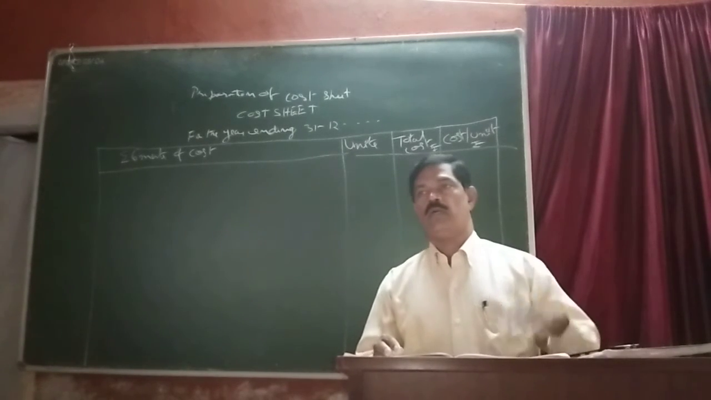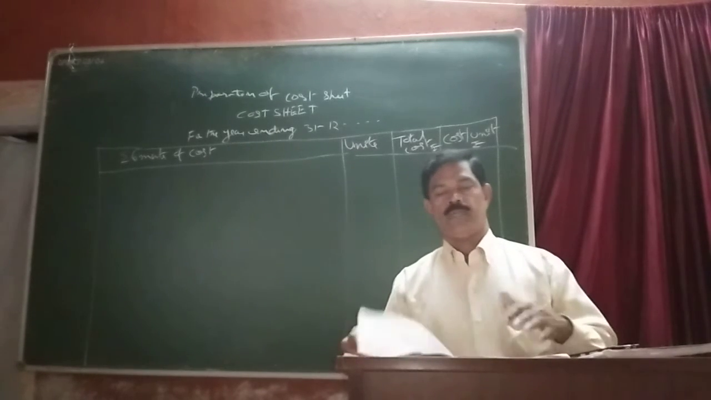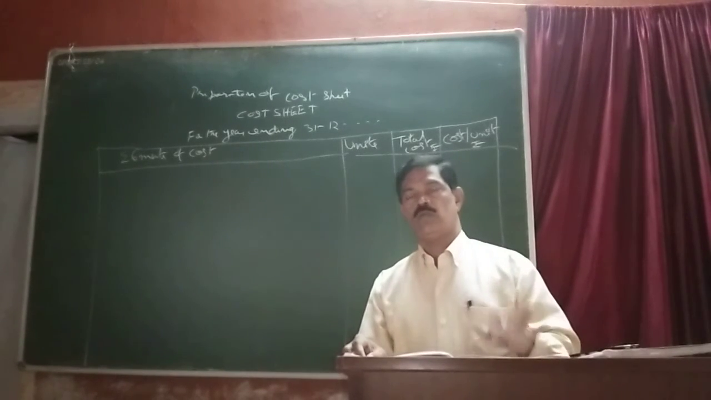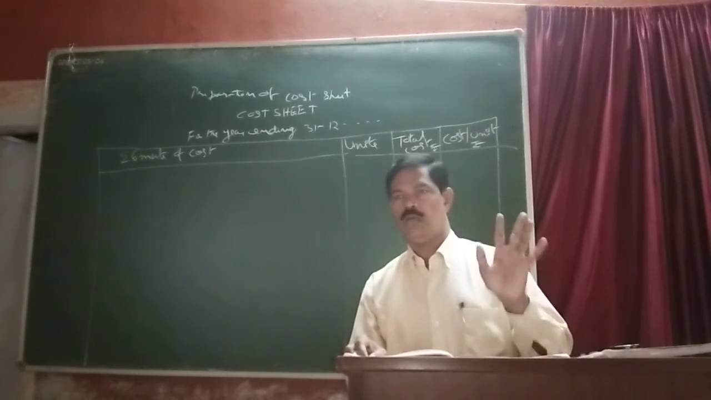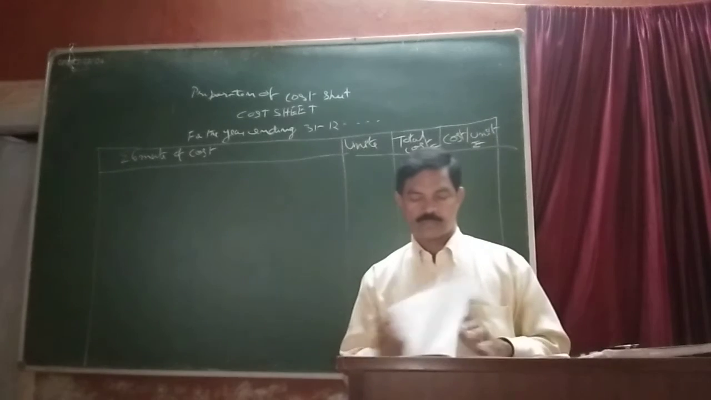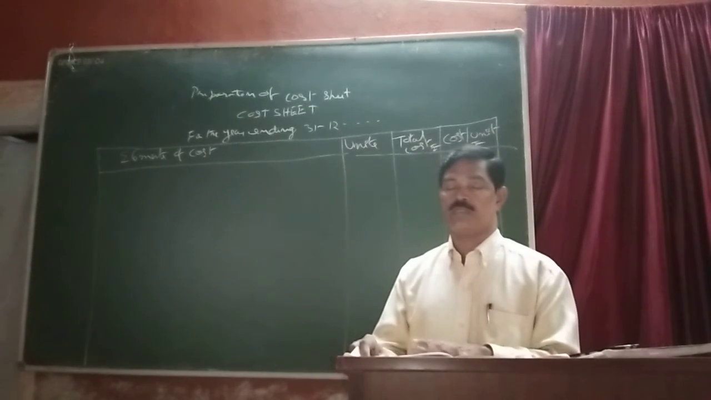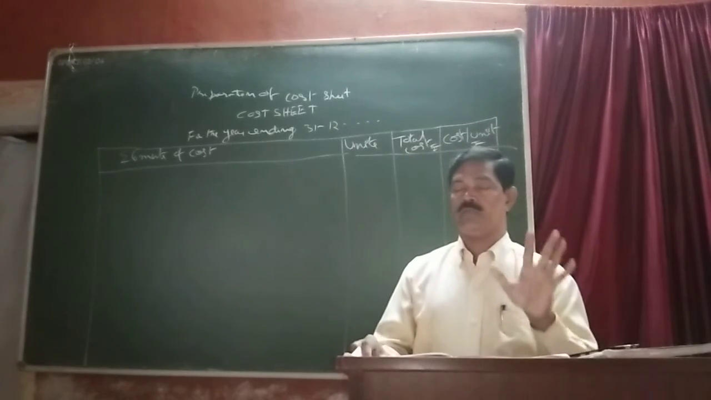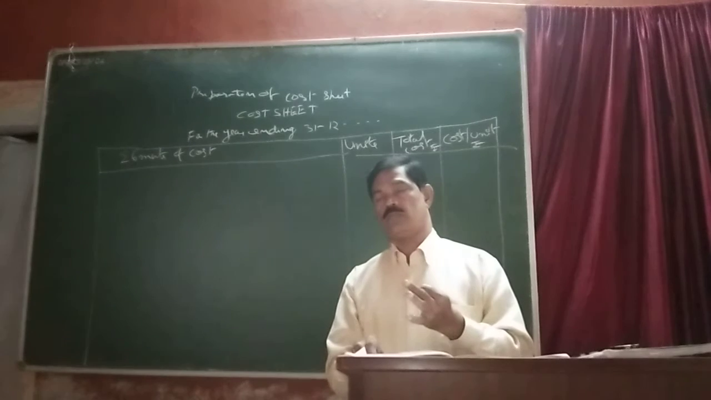Carriage inward is related to the purchase. Purchase is related to, where always it is added to the total cost of materials purchased. Carriage inward is added to the purchases. So first of all, you must see the problem, then you have to identify the expenses. Which expense is related to which? Here broadly there are three types of overheads: factory overhead, office overhead, selling and distribution overheads.